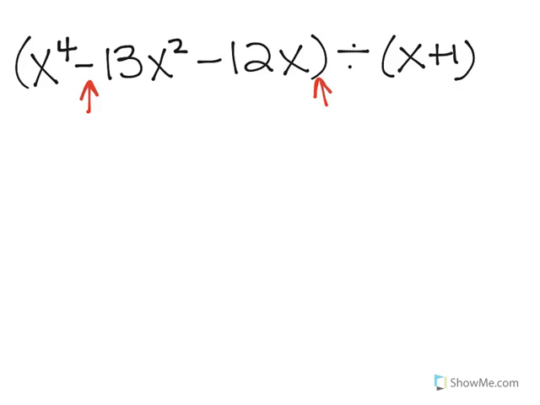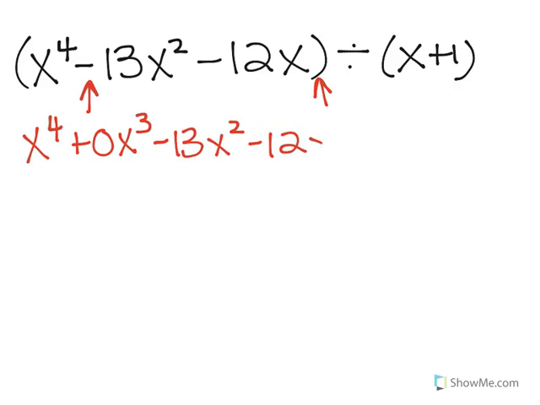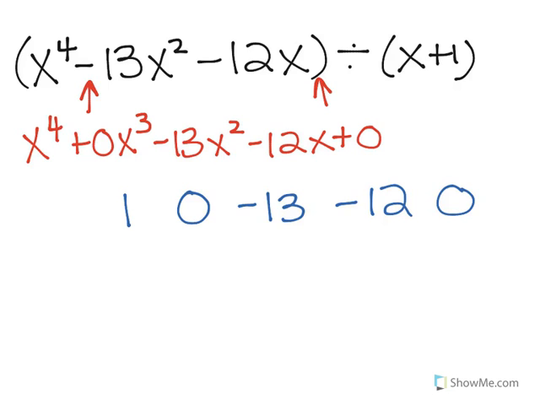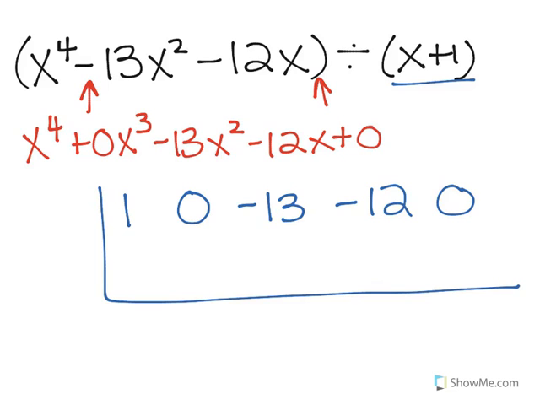So technically, we need to look at the expression x to the 4th plus 0x cubed minus 13x squared minus 12x plus 0. Okay, you need these placeholders or else it is not going to work out, just like in long division. So we have 4, 3, 2, 1, 0. Very good. Okay, so I'm going to set this up now, and I'm going to say 1, 0, negative 13, negative 12, 0. I have x plus 1, so I'm going to use negative 1.